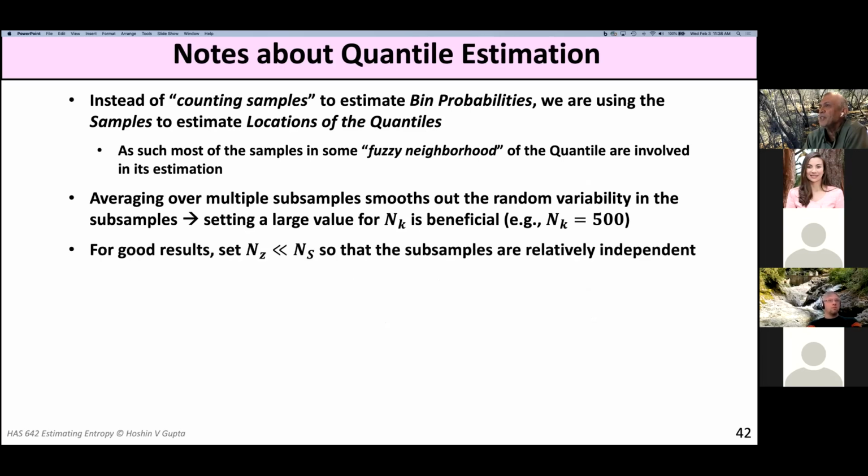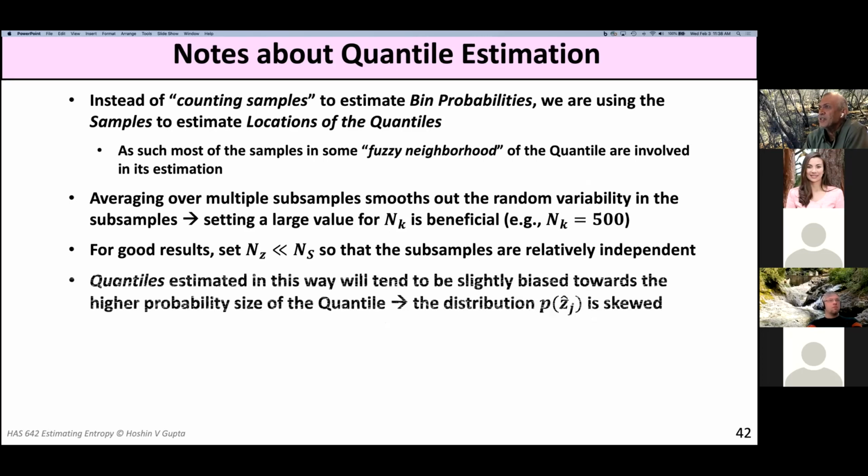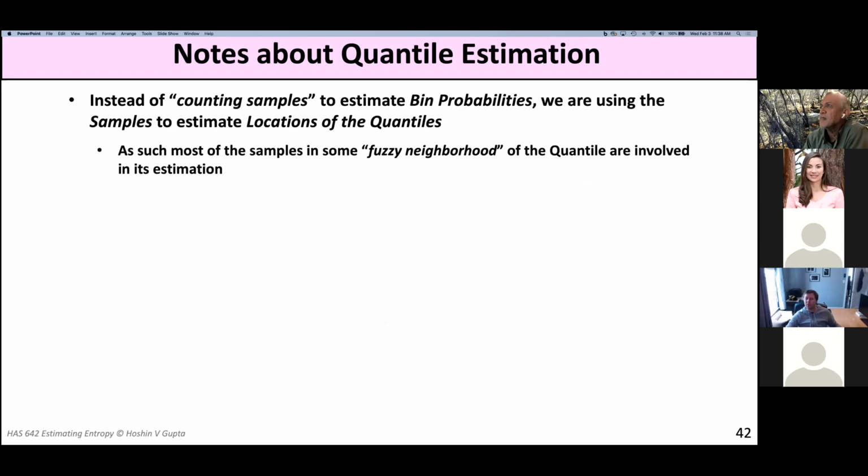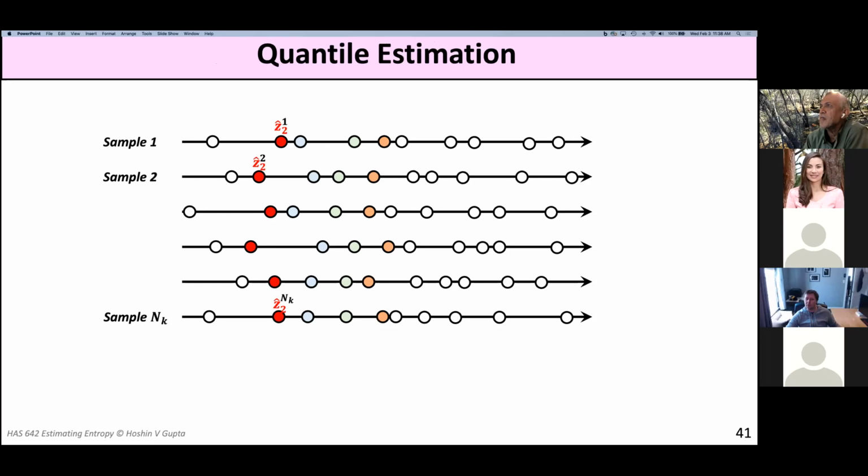And this is just saying... Hoshin, I have a quick question. Yes. Can you go back to the last slide? How many total samples do you need to estimate the bins? So you're actually using the fact that you're repeating the sampling in order to estimate the parameter needed for the algorithm. Did I understand correctly?